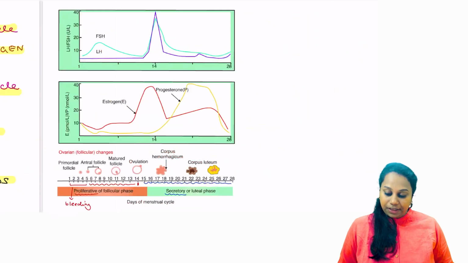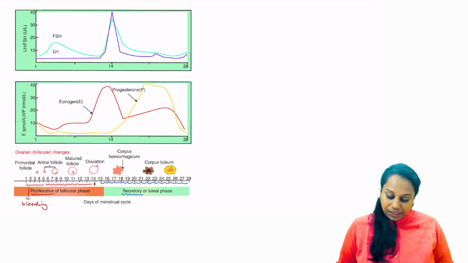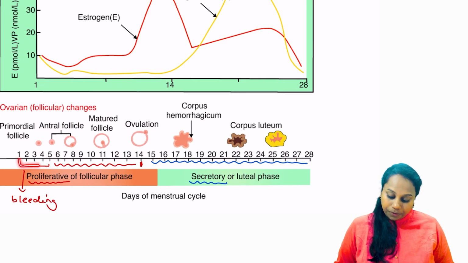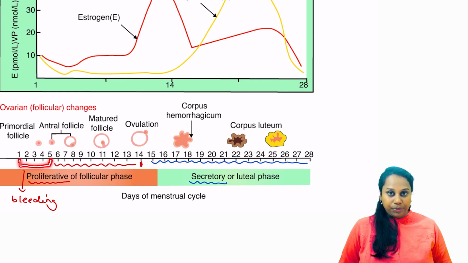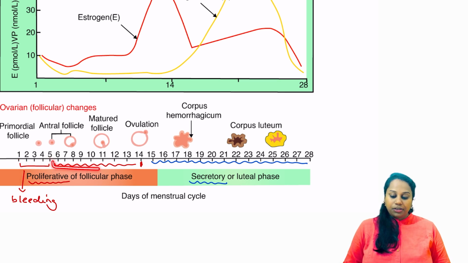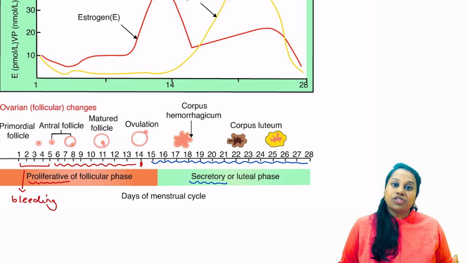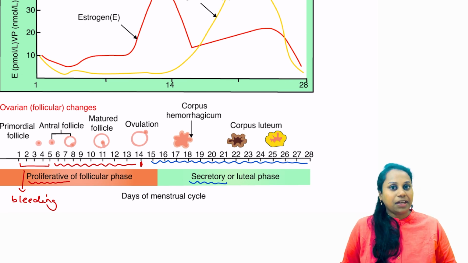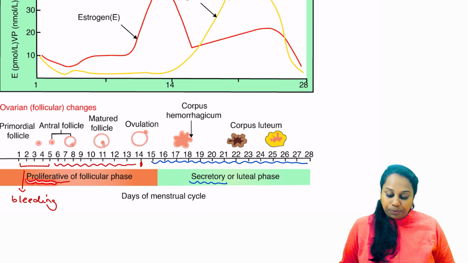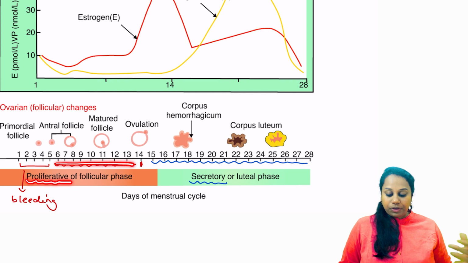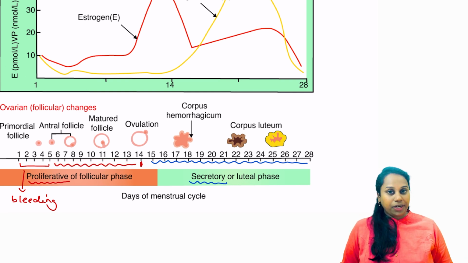Now let's correlate this with this diagram. In this diagram you can see the 1 to 28 day cycle. In the first 5 days bleeding happens, the bleeding phase, and after the 5th day till the 14th day, the endometrium has to recover from the bleeding changes. During the bleeding phase, endometrial shedding has happened, so it has to recover from that. So it has to proliferate. That is why in the uterus it is called the proliferative phase. So from the 6th day to the 14th day it is called the proliferative phase.